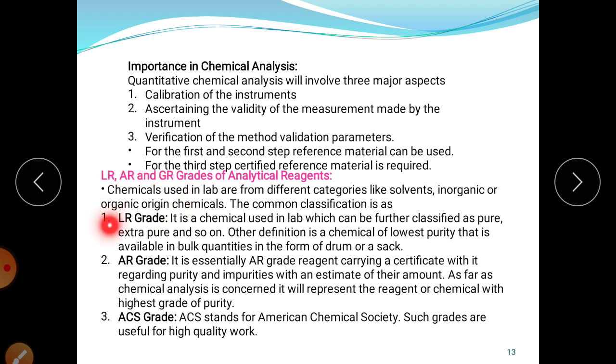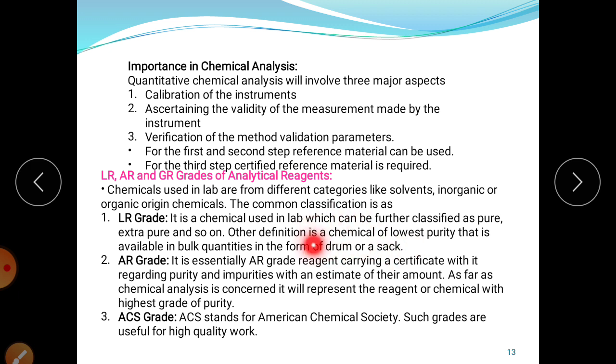So what are these LR grade reagents? These are the chemicals which are used in the laboratory, and they can be further classified as pure, extra pure and so on. The other definition of this laboratory reagent grade chemical is that it is a chemical of lowest purity that is available in bulk quantities, mostly in the form of drum or sack.